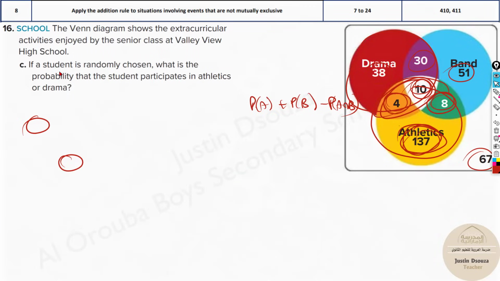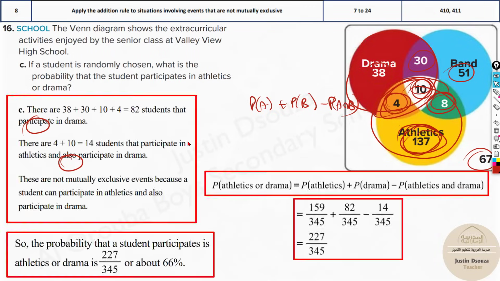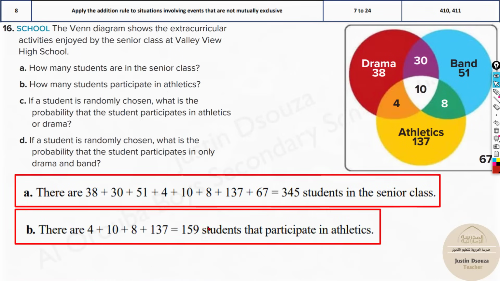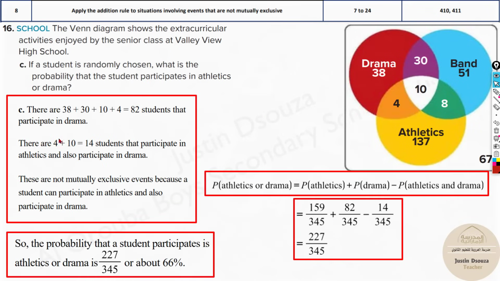The question C was the probability of a randomly chosen student being in drama and athletics. So here you need to first find how many students are in drama. So it will be 38, 30, 10 and 4. Now how many are in athletics? We just now did it a while ago, right? 159. Over here, what is it? 82. So 82 by 345 plus 159, that's about athletics, by 345 minus the common. Common is 4 and 10. That is the answer. This is all just for understanding.